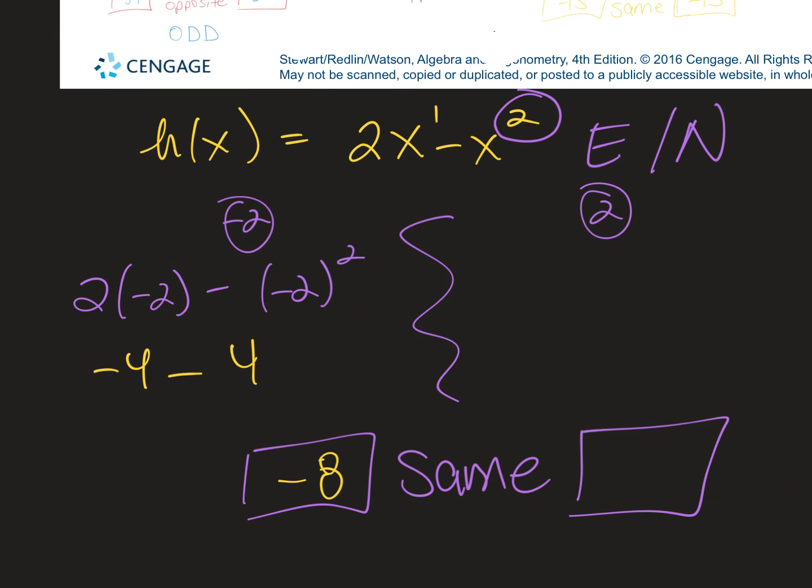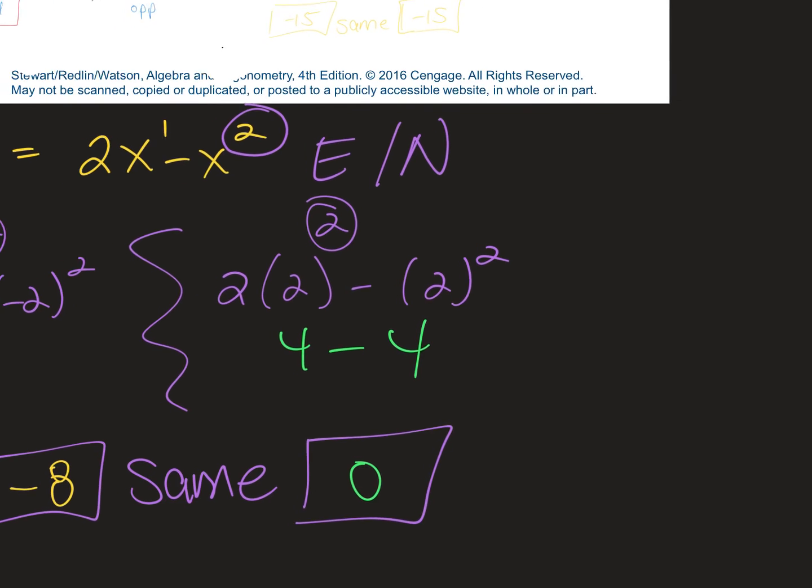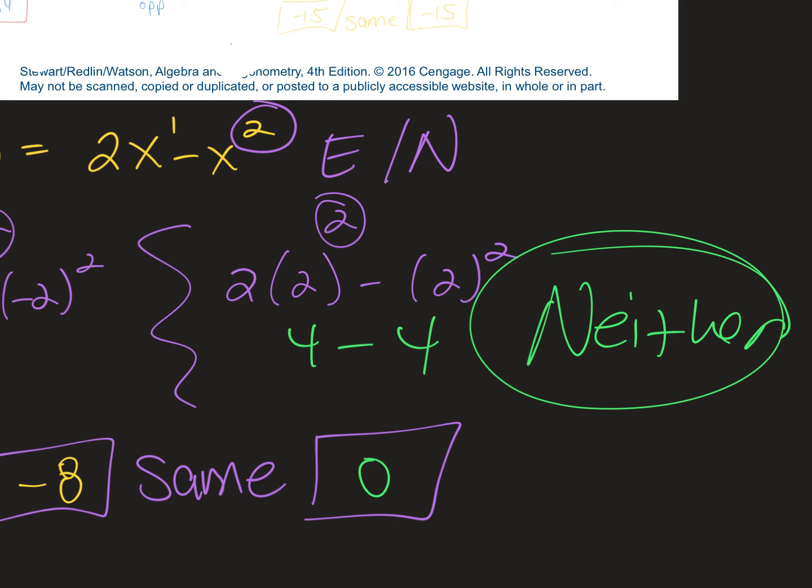Okay, over here on the right, we're going to do the same thing. I'm going to plug in a positive 2. So 2 times 2 minus 2 squared. What's 2 times 2? 4 minus, what's 2 squared? 4. What's 4 minus 4? 0. Are those two numbers the same? So what's your answer? Neither. Good job. Again, if you are prone to wanting to plug in x and negative x, you're more than welcome to. I just think it's easier doing it this way.